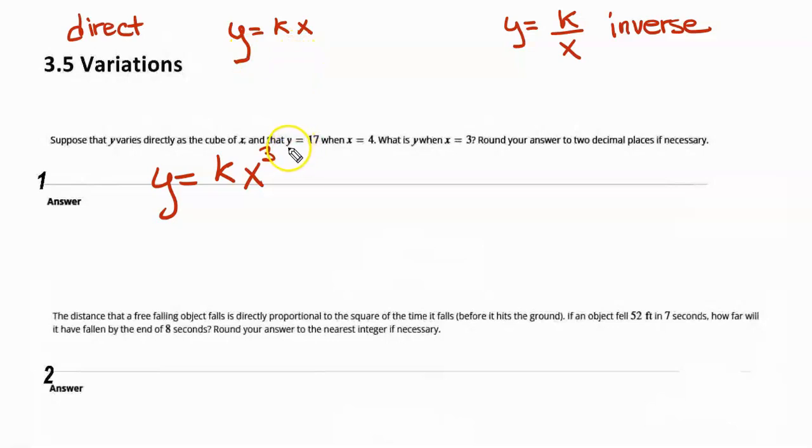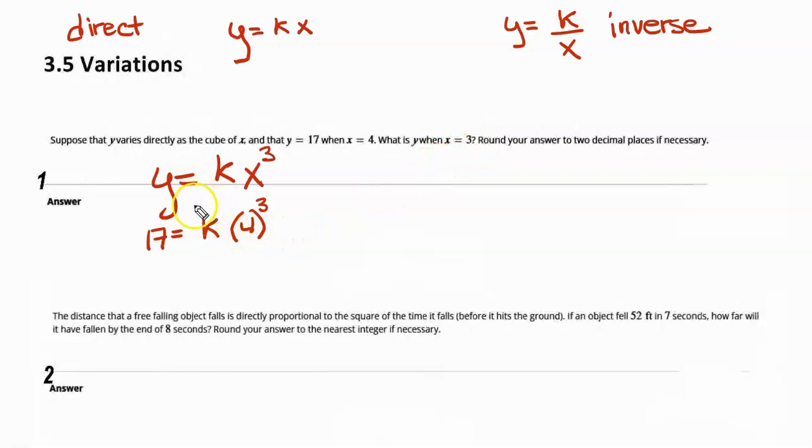Now, step 2 is to substitute. Y is going to be 17. We don't know what our k is, and x is 4. So we'll put that in parentheses because we're going to raise that to the third power. Now, what is y when x is 3?